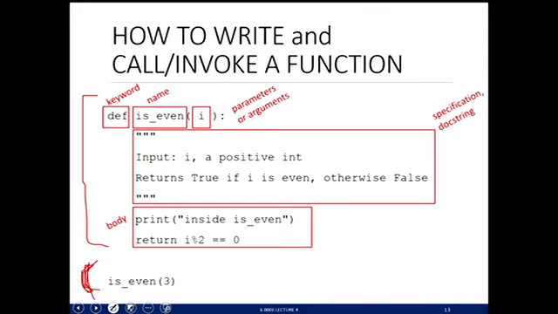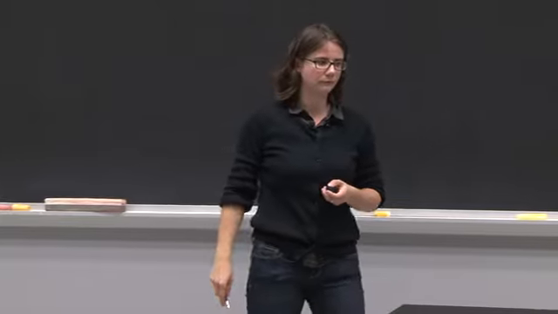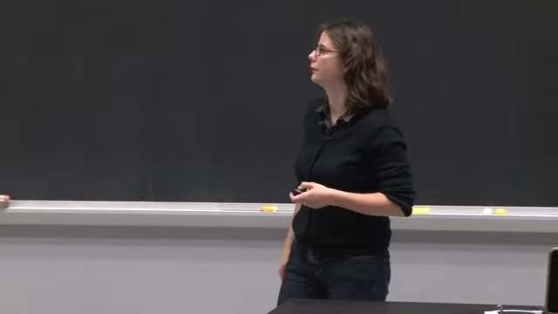Once the function definition is written, you can call the function, and that's this part down here. When you call a function, you just say its name, and then you give it parameters. And you give it as many parameters as the function is expecting. In this case, only one parameter. Okay?